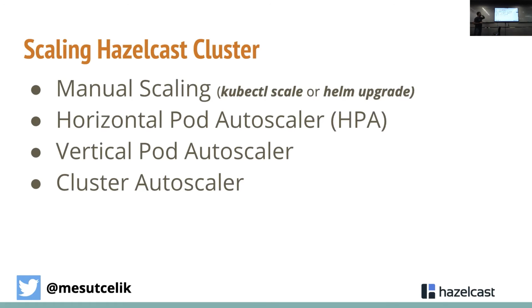Vertical pod autoscaler is different than horizontal pod autoscaler. Horizontal pod autoscaler will add or remove pods, but vertical pod autoscaler will restart your pods with more or less CPU or memory resources. And cluster autoscaler, yeah, you add more pods, but you need to scale your infrastructure as well. So based on your Kubernetes cluster environment, you might need to enable cluster autoscaler too.